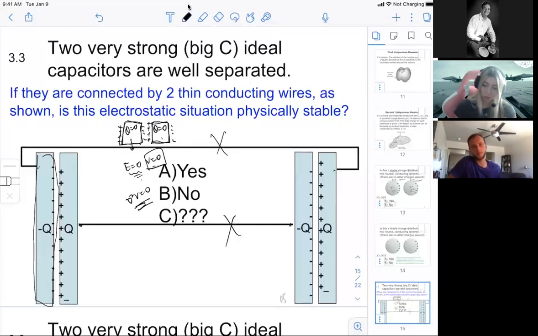And these charges cannot possibly be polarized like that. This question is just like the previous one, and therefore it cannot be stable. So it's still not stable. The trick is to look at these conducting plates connected as if they're one piece.